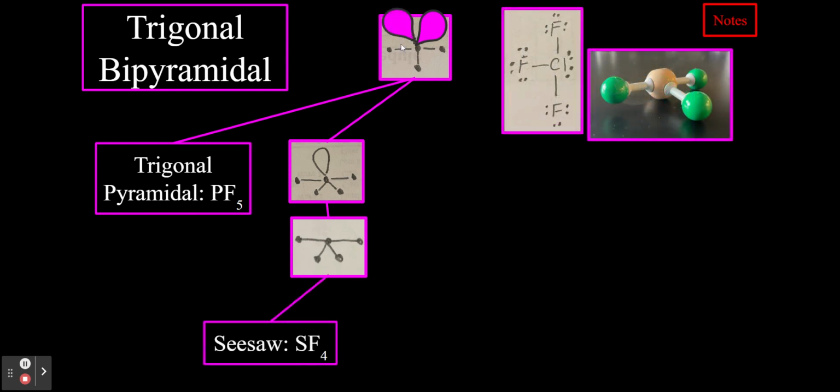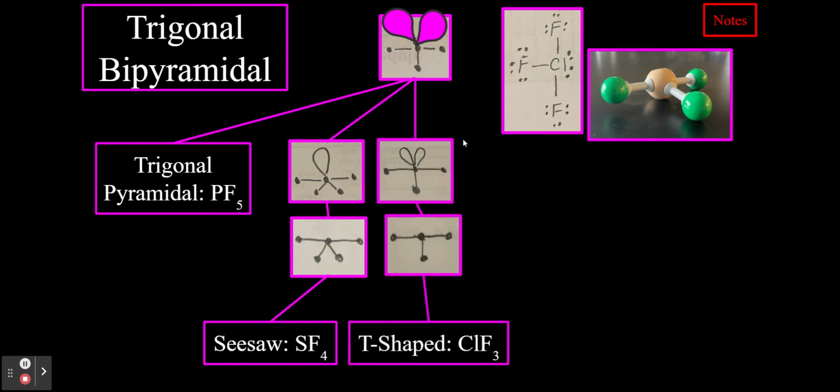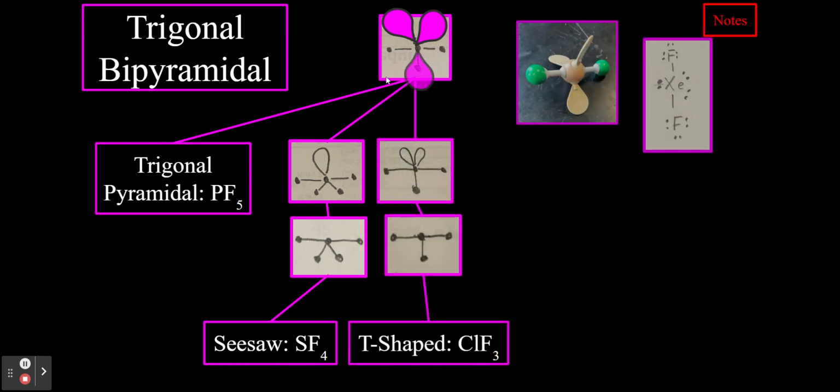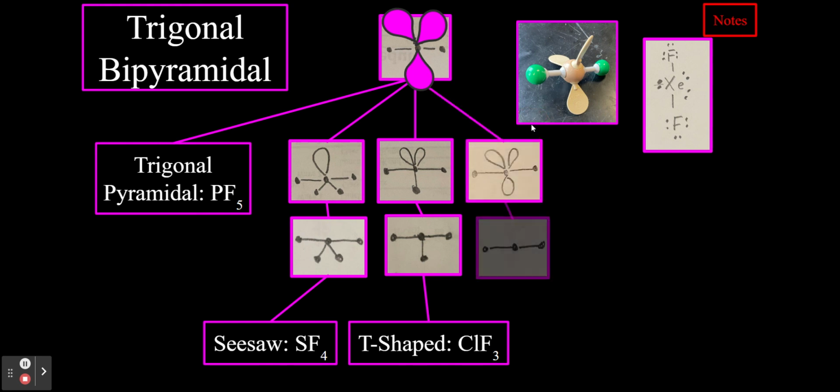Now if I add another one, you can see that becomes my T shape. This is chlorine trifluoride. There we go. If I add another one, now it assumes a linear shape. That was the same linear shape of ethene or ethyne.